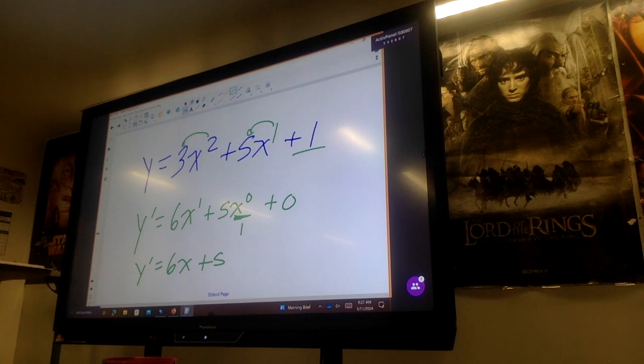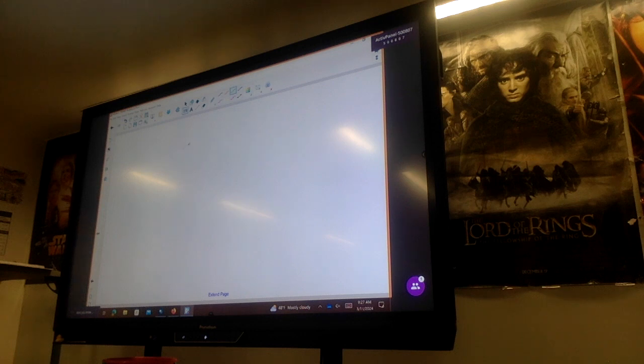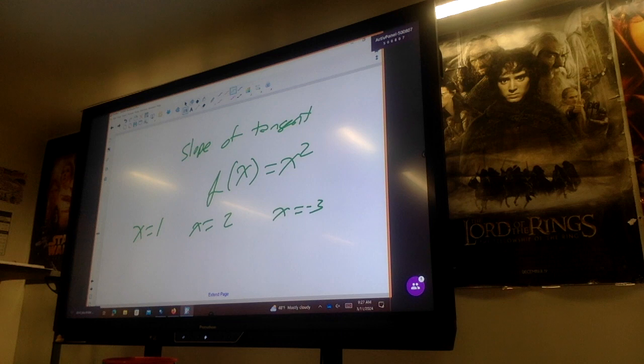All right, so let's do this. On the bottom of that page, it says derivative type question. Write the equation of the line tangent to f at x equals square root of x at x equals 16. That's actually a silly one. Let's go down to the second one. Let's find the slope of the tangent line at f of x equals x squared, at x equals 1, x equals 2, and x equals negative 3. Okay?